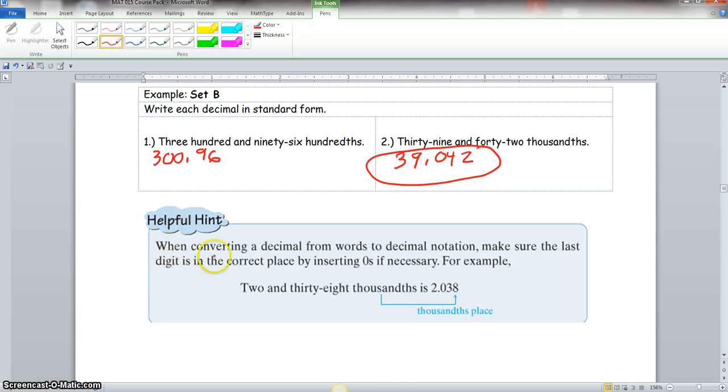Now it says helpful hint. When converting a decimal from words to decimal notation, make sure the last digit is in the correct place by inserting zeros if necessary. For example, 2 and 38 thousandths is 2 point, because the 2 is the 2 and the and is the decimal. In 38 thousandths, the 8 must be in the thousandths place, so the 3 is in the hundredths place and the 0 will have to be in the tenths place.